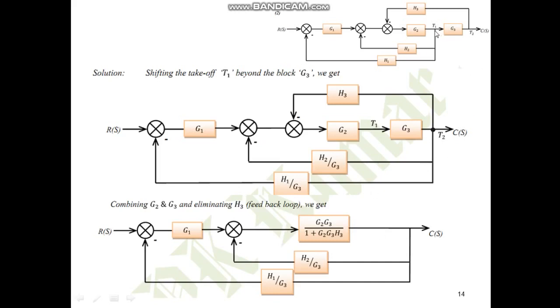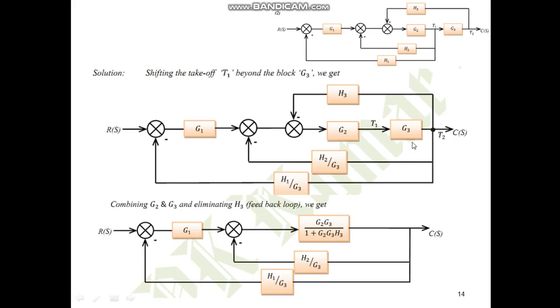So now since we have to shift this T1, that is the takeoff point, to the right hand side of G3, let us shift it here. Since we are shifting over G3, we have to add 1 upon G3 in the H2 line also and in the H1 line also. So I have shifted this takeoff point here, and along with that I have added 1 upon G3 along with H2 and 1 upon G3 along with H1. So in this particular block you can observe that H2 is multiplied with 1 upon G3 and H1 is multiplied with 1 upon G3.